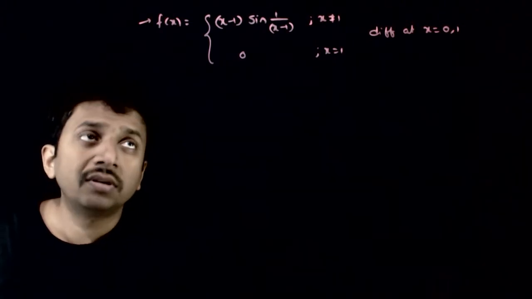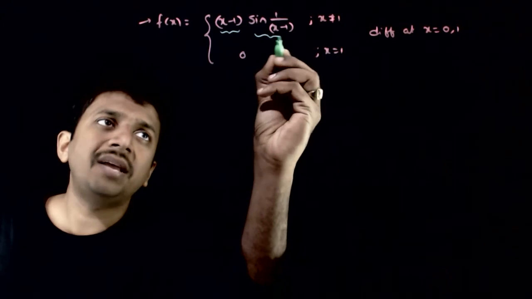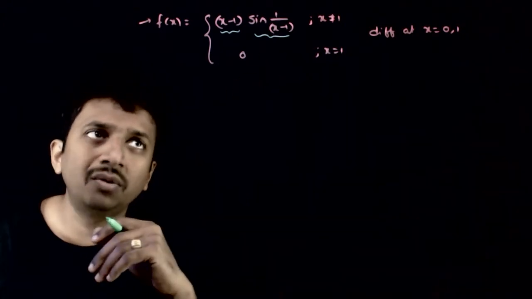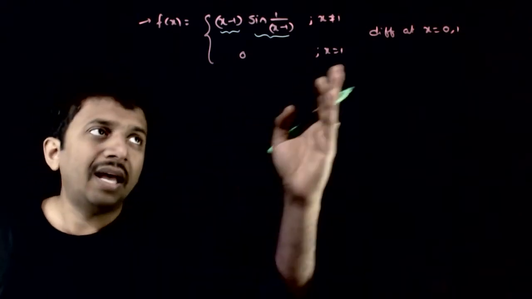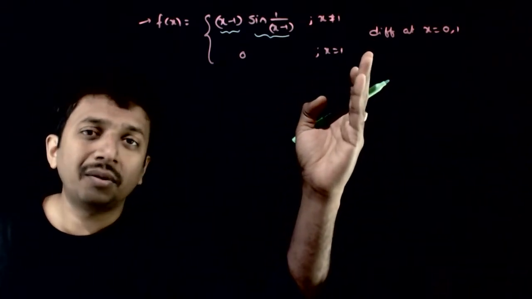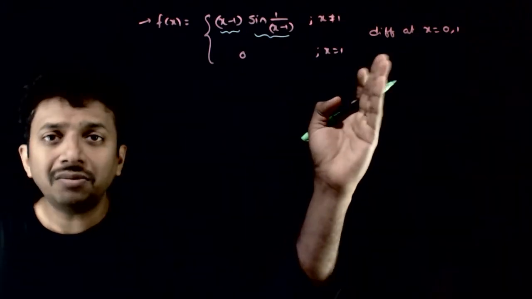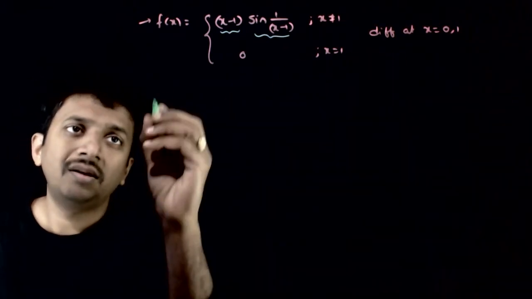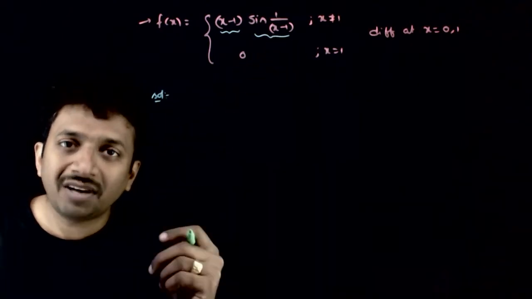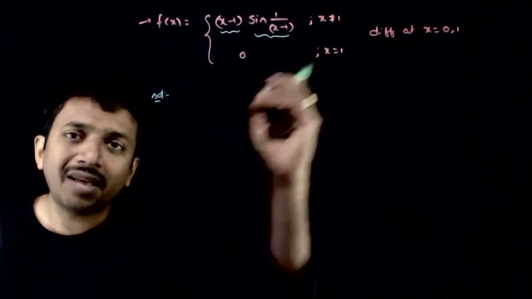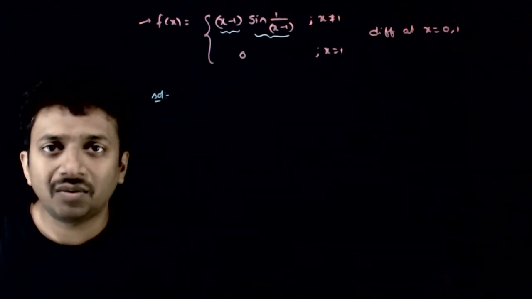So welcome students. In this question, you're given that f of x is (x minus 1) times sine of 1 by (x minus 1) if x is not equal to 1, and 0 if x is equal to 1. And you're asked to find the nature of differentiability of this function at x is equal to 0 and x is equal to 1. So first, as you can see, this is a piecewise defined function which has a break at x is equal to 1. So first let us try to find the differentiation at x is equal to 1.